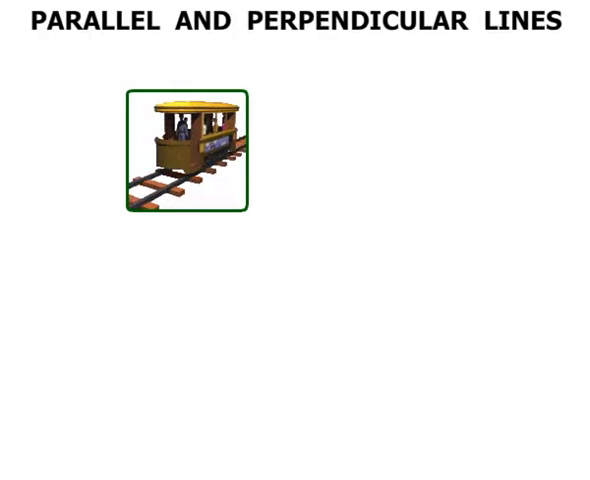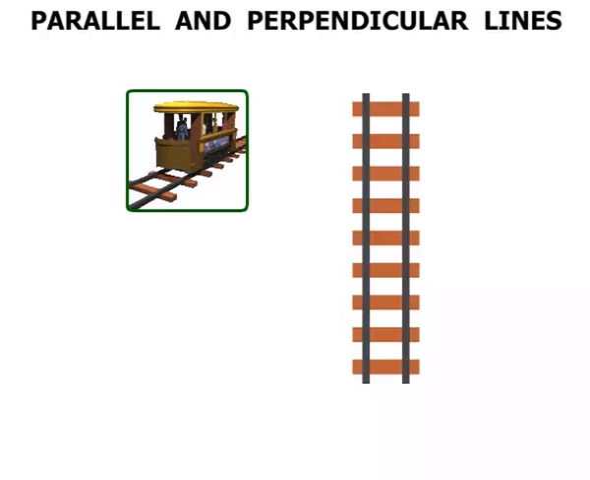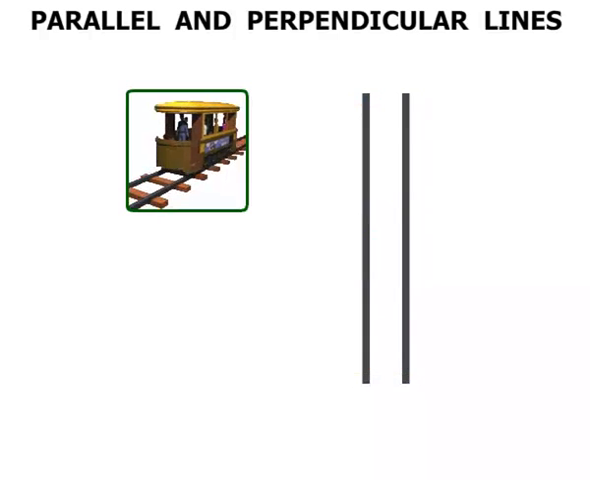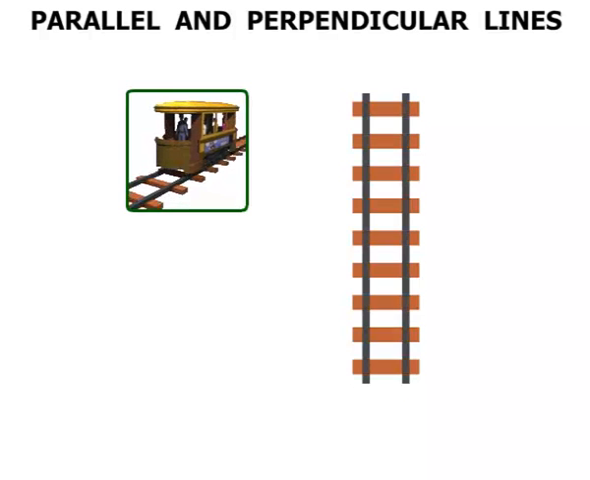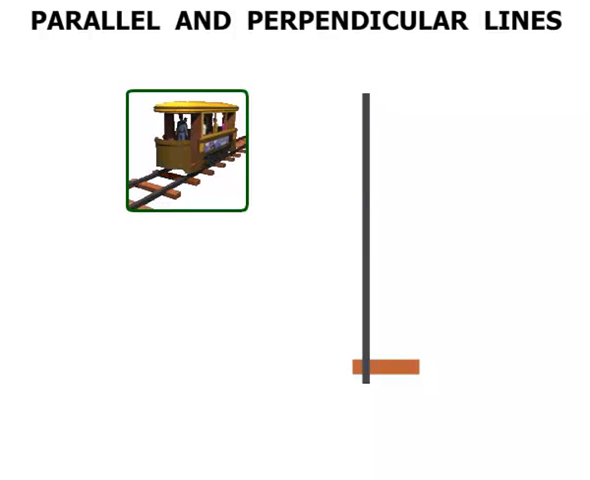Now we've all travelled on a train before. Let's have a look at the train tracks. We can see that the metal lines there would be parallel. The wooden sleepers are also parallel to each other. Now what about the metal line and the sleeper? Well, they would be perpendicular.